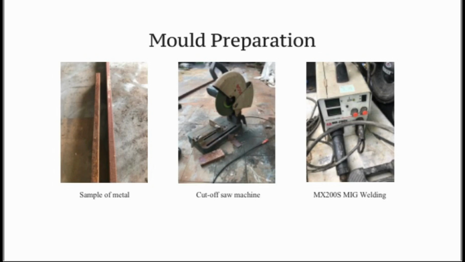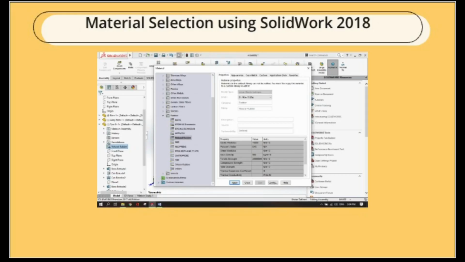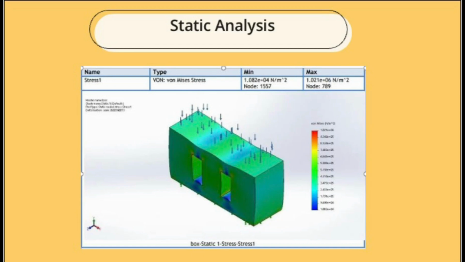This is my material selection using SolidWorks 2018, using natural rubber as the main material. Static analysis: the minimum stress is 1.082 × 10^4 Newton per meter squared, while the maximum is 1.021 × 10^6 Newton per meter squared.